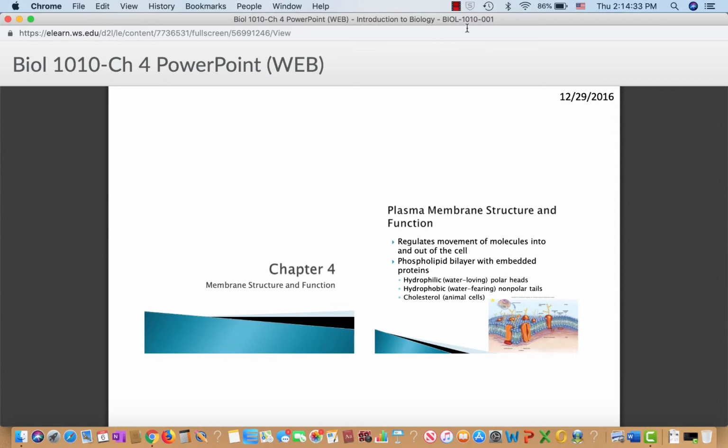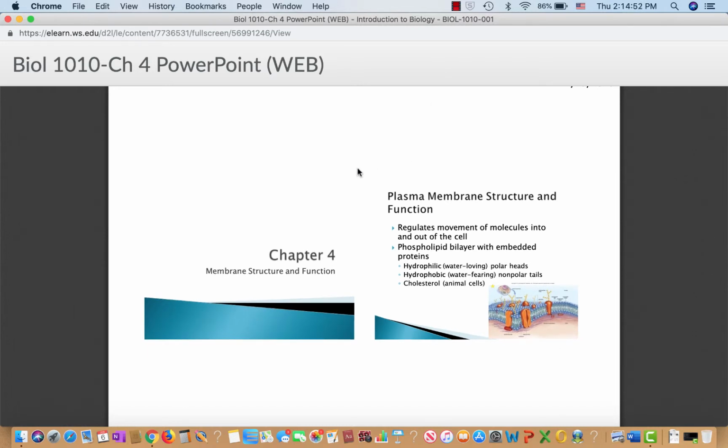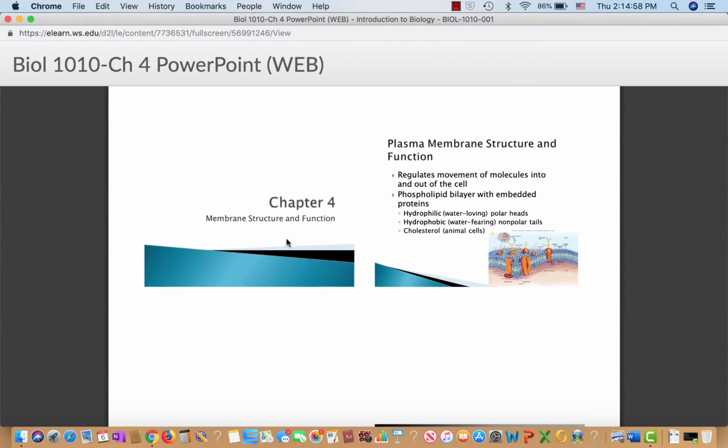You will still need to review the vocabulary, and I recommend at some point going through the PowerPoints at least one more time before the exam. But if you understand all the material on the summary lectures, then you should be in pretty good shape for the exam. So let's crack straight into chapter 4 here, get this out of the way, and then I will see you in class. So membrane structure and function.